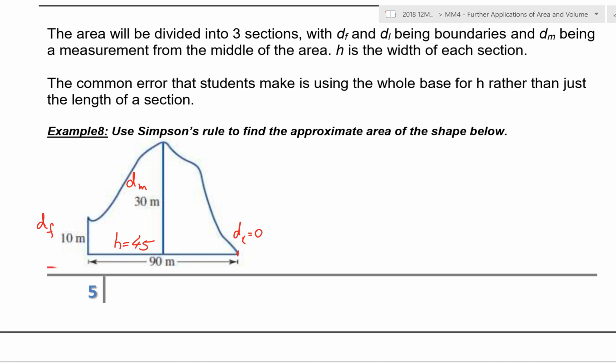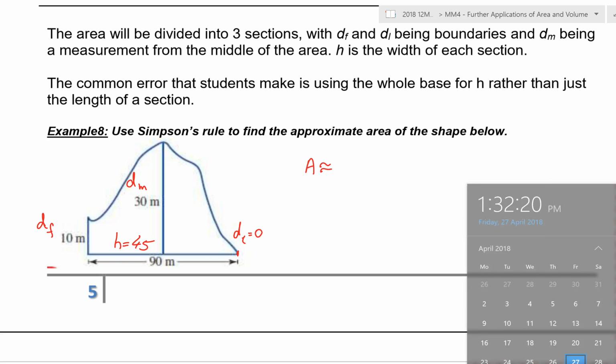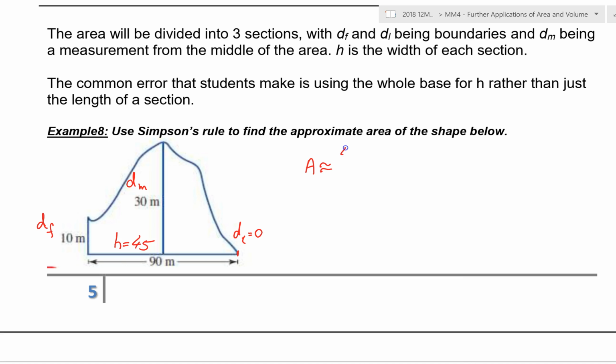If you've got room, draw those on the diagrams. It helps. Now, my area is approximately equal to H over 3, 45 over 3 times, now it's the first one, 10, plus 4 times the middle one, 4 lots of 30, plus the last one, my 0.